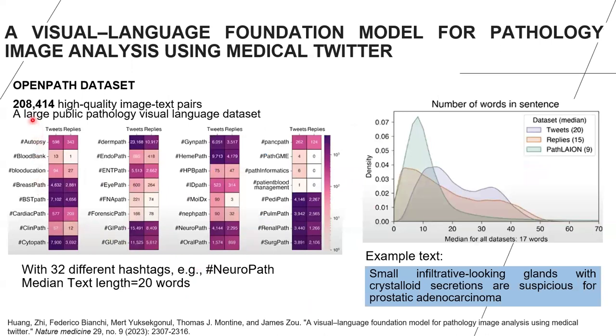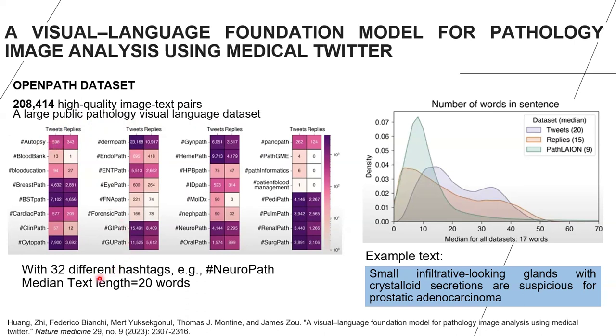By extracting or scraping the data from Twitter and other social media sites, they obtained 208,414 high quality image-text pairs, which is considered one of the largest public pathology visual language datasets. For each hashtag they obtained 598 tweets and 343 replies. See how much data they collected from Twitter along with their pathology images.